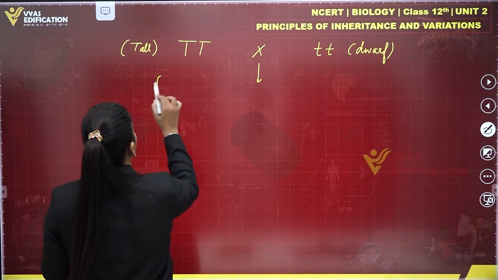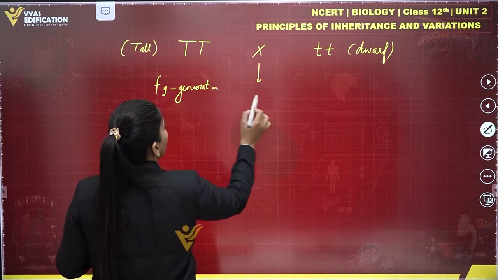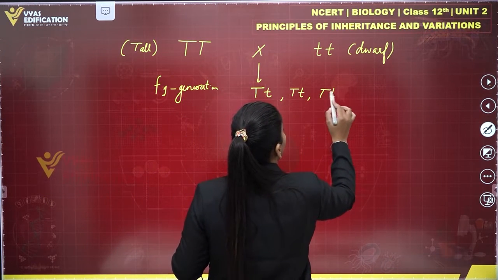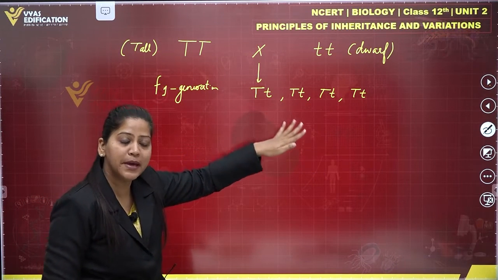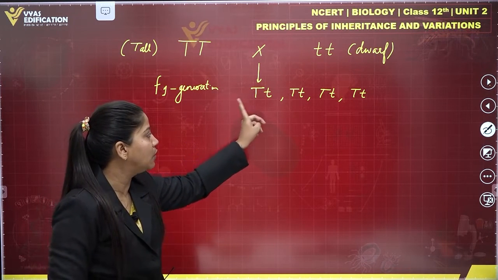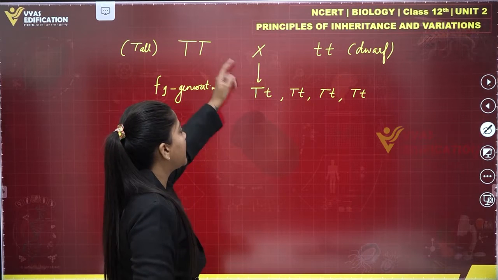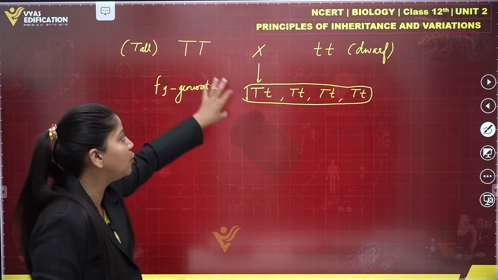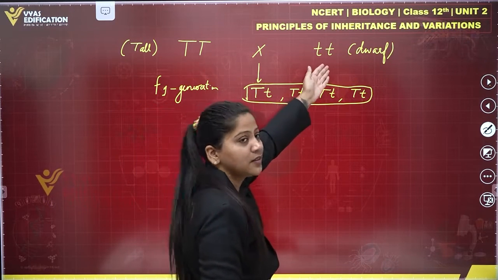And in the F1 generation, what did he find? In the F1 generation or in the first progeny, he found that all plants were tall, but heterozygous tall. He found that in the F1 generation, the phenotype or the appearance of all the plants was tall, but genotypically they all are heterozygous tall. They are not similar to their parents. These individuals in the F1 generation are not similar to this parent and not similar to this parent either.